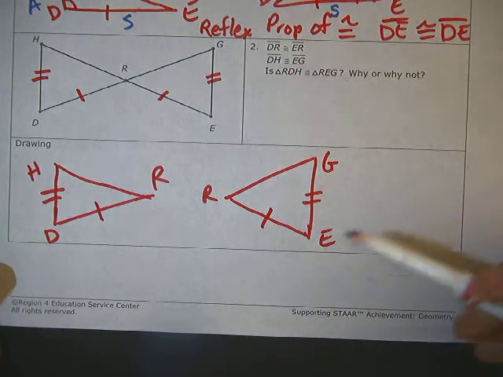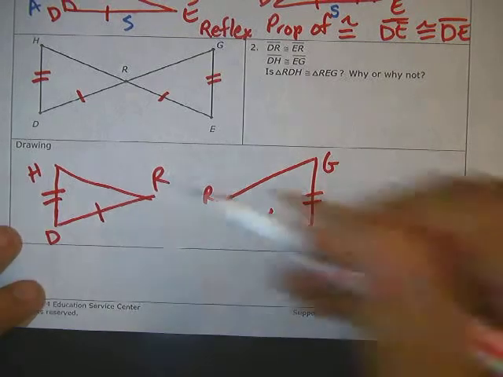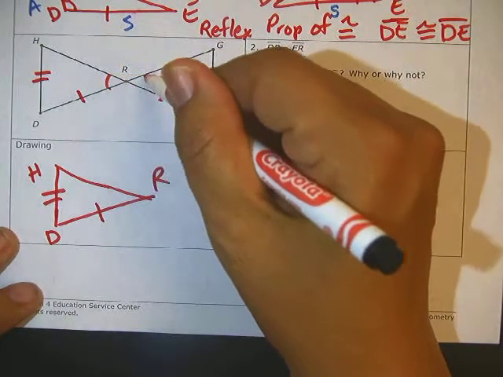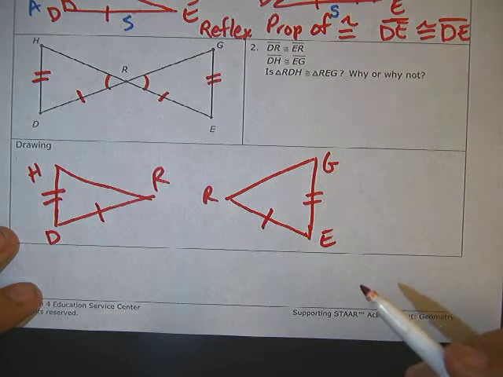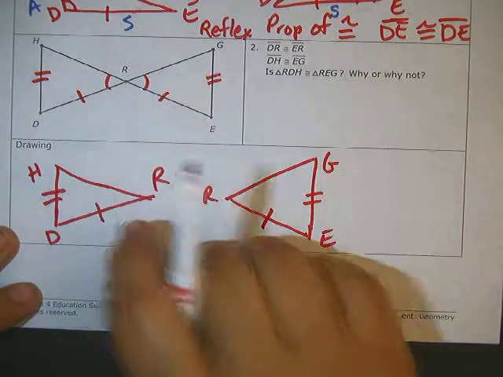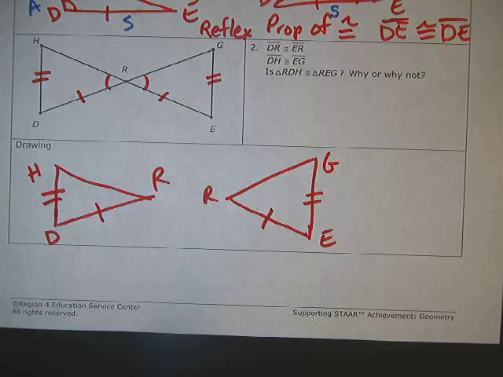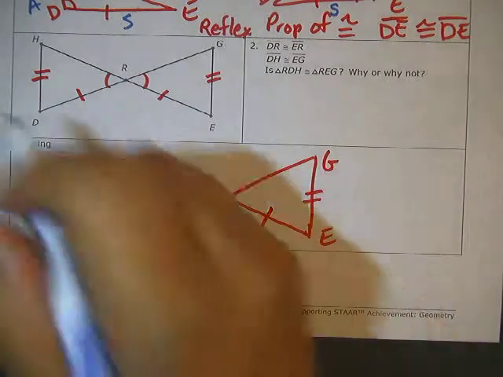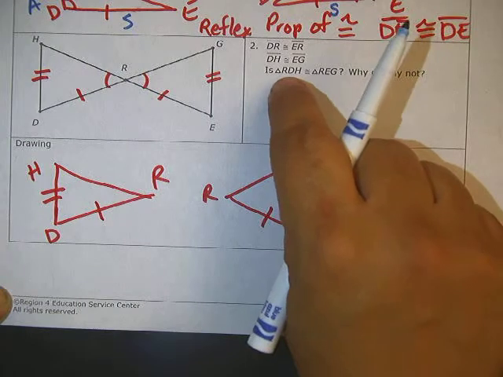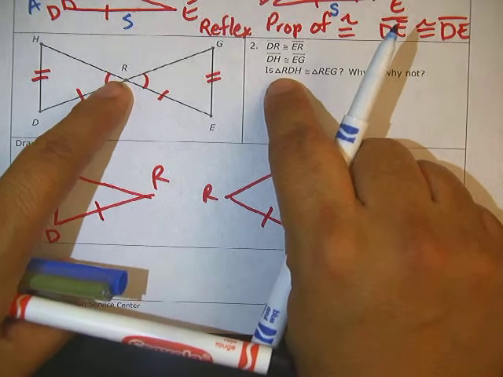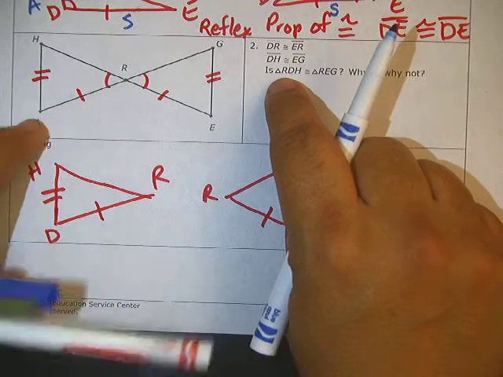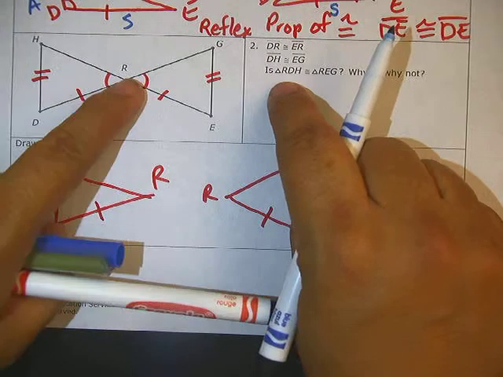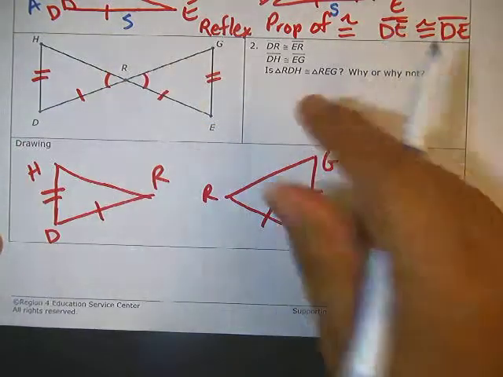one of my favorite pairs of angles, and those are vertical angles. And vertical angles are always congruent. So it's actually easier if the triangles are not really overlapping to use the picture where the triangles are together. So is RDH congruent to REG? Well, let's see.